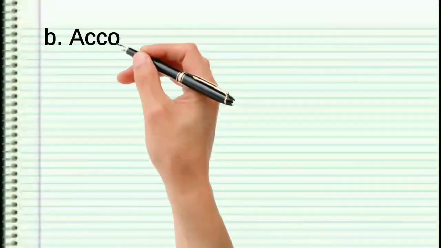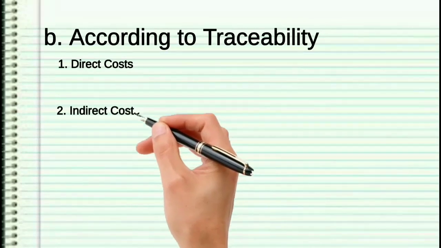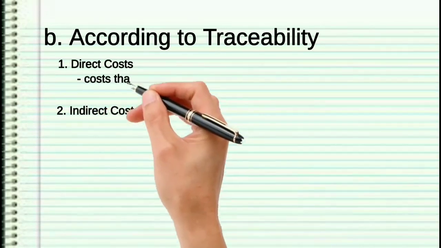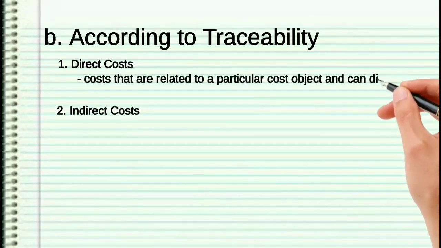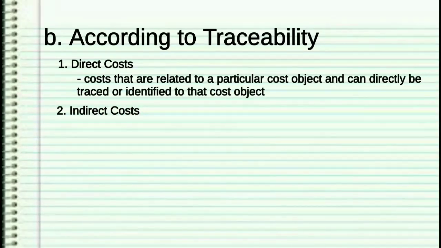Let us now proceed to the next classification of cost, and that is the classification of cost according to traceability. Under this, we have two costs, and they are the direct costs and the indirect costs. Let us now distinguish direct costs from indirect costs. Direct costs are costs that are related to a particular cost object and can directly be traced or identified to that cost object.